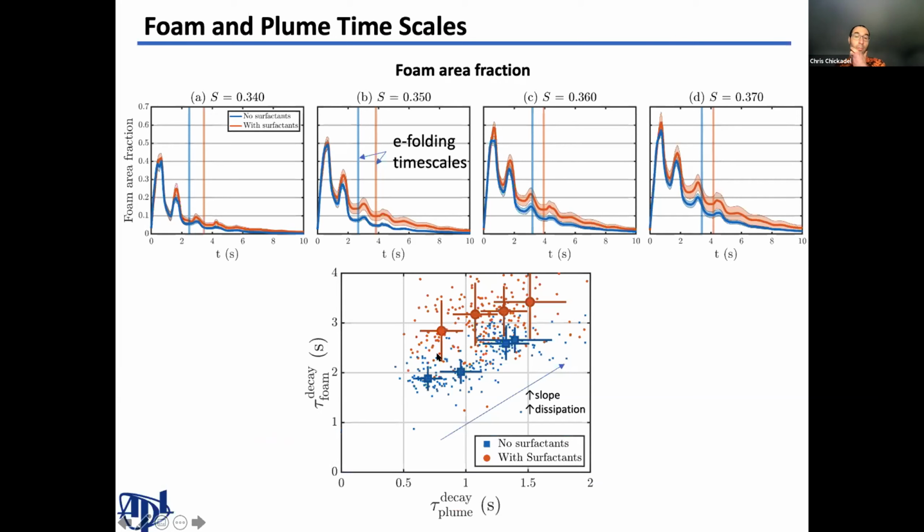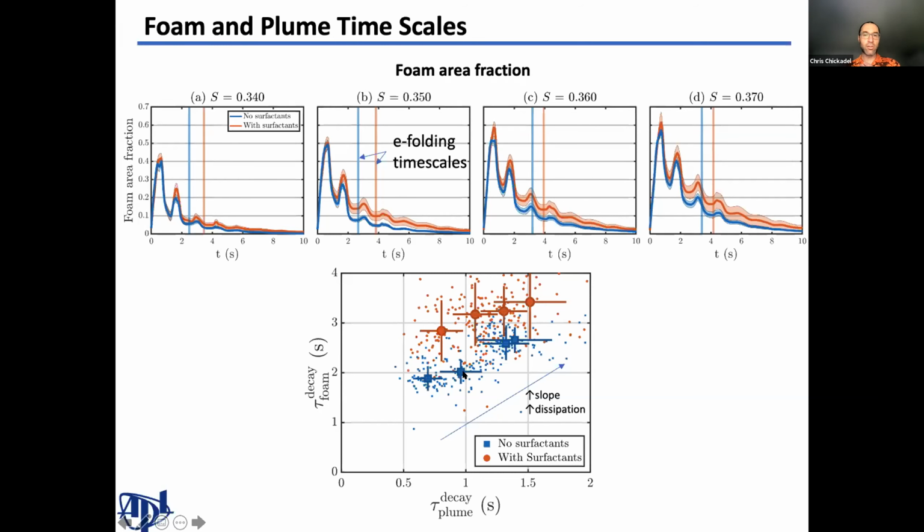Plotted are each of the individual cases of the plume decay time, this tau plume decay, and the surface foam decay time. So again, these are the e-folding time scales. This really elucidates the difference between surfactant and surfactant-free cases. The cases without surfactants are shown in blue, and the cases with surfactants are shown in red.